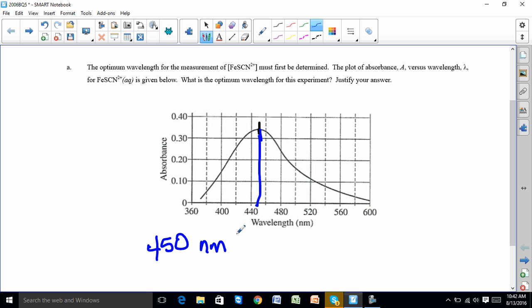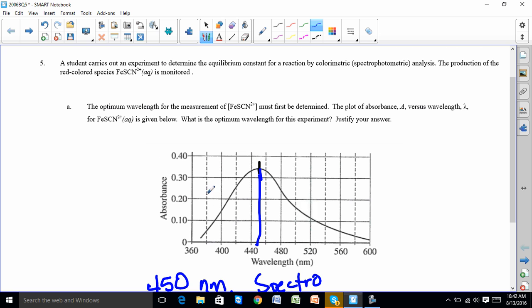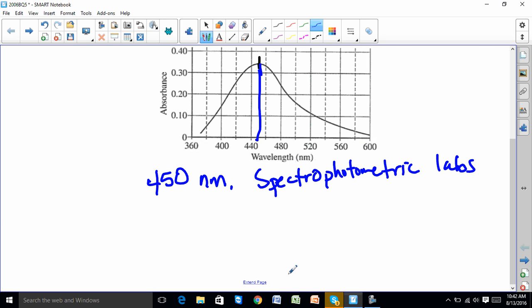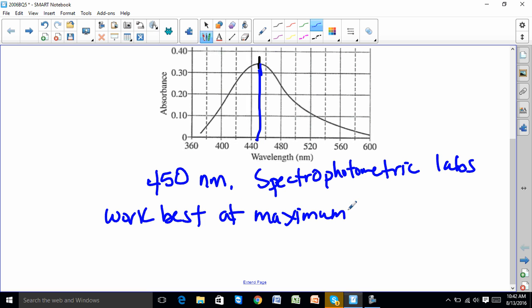What is the optimum wavelength? Justify your answer. Spectrophotometric labs work best at maximum absorbance.